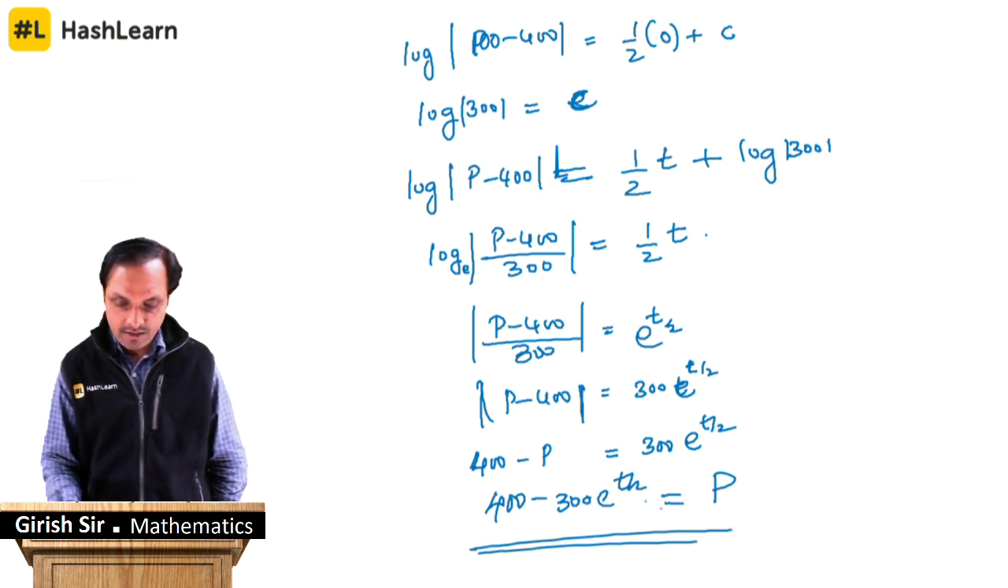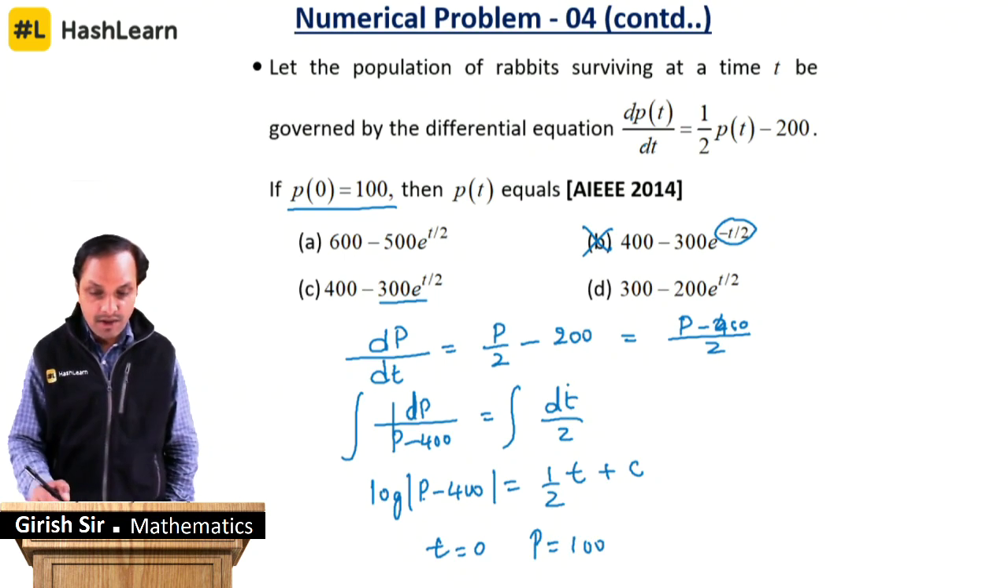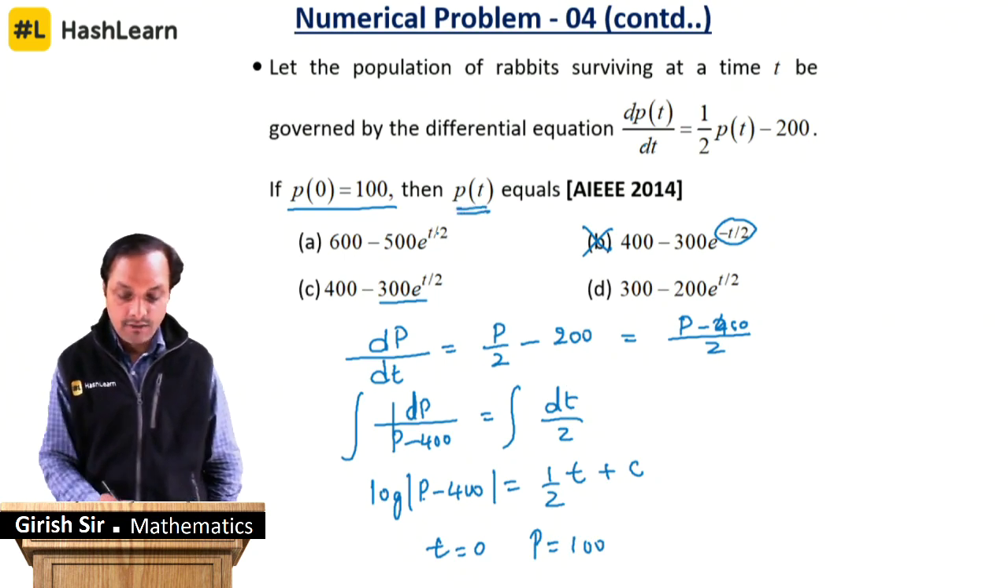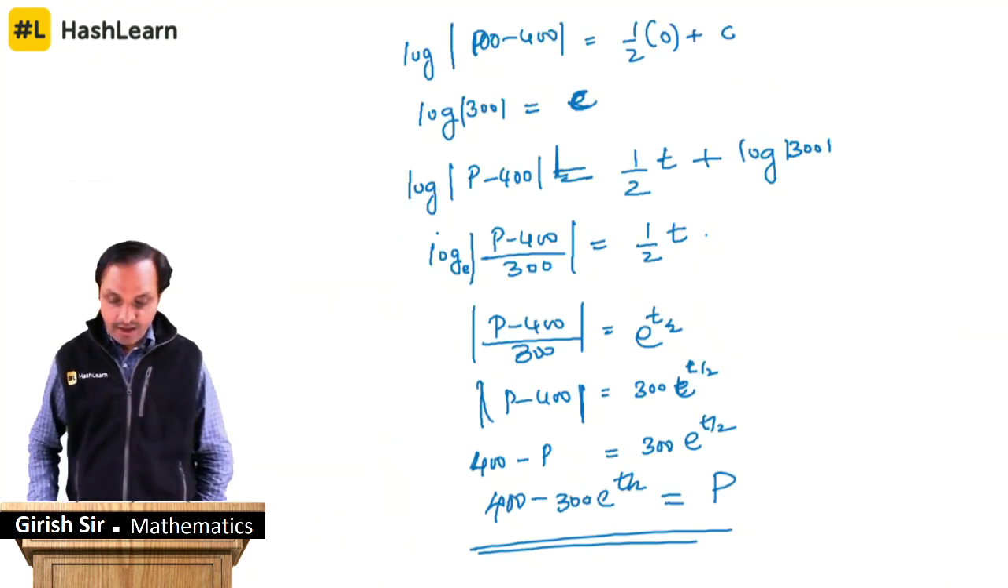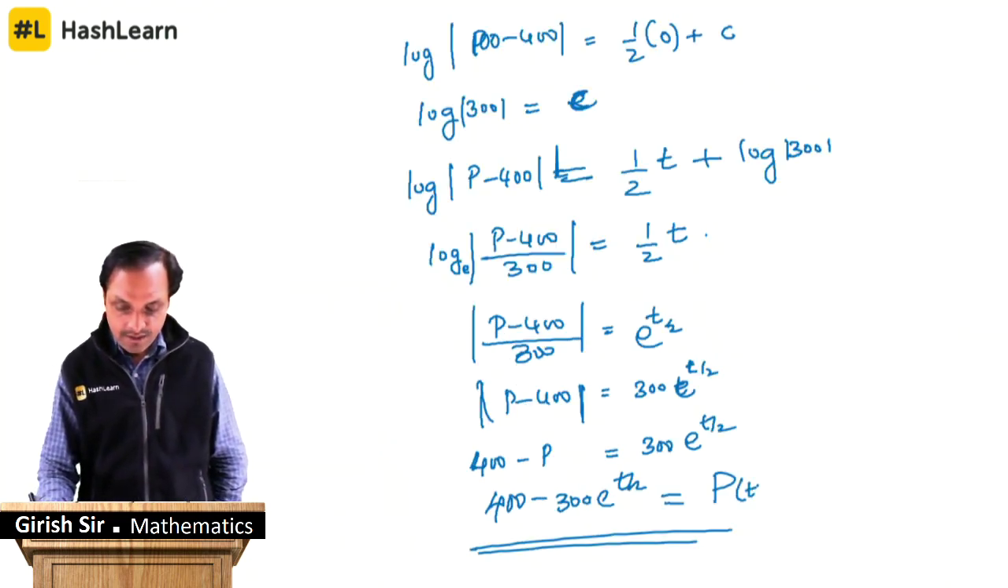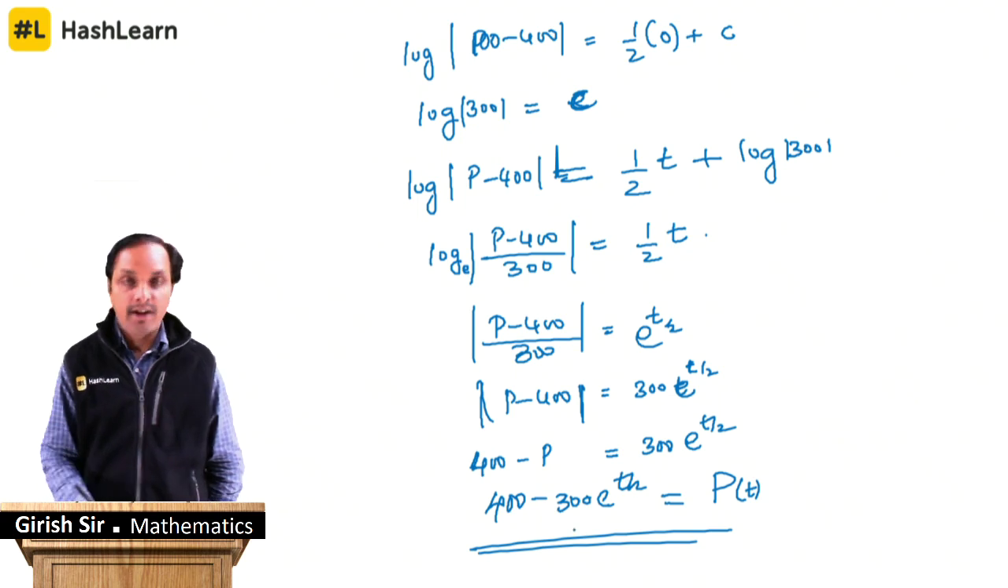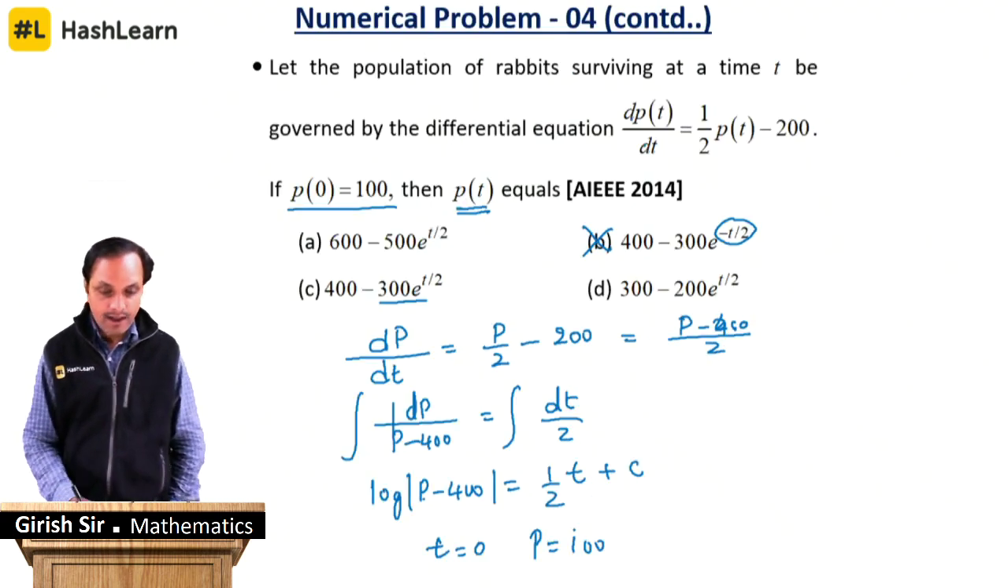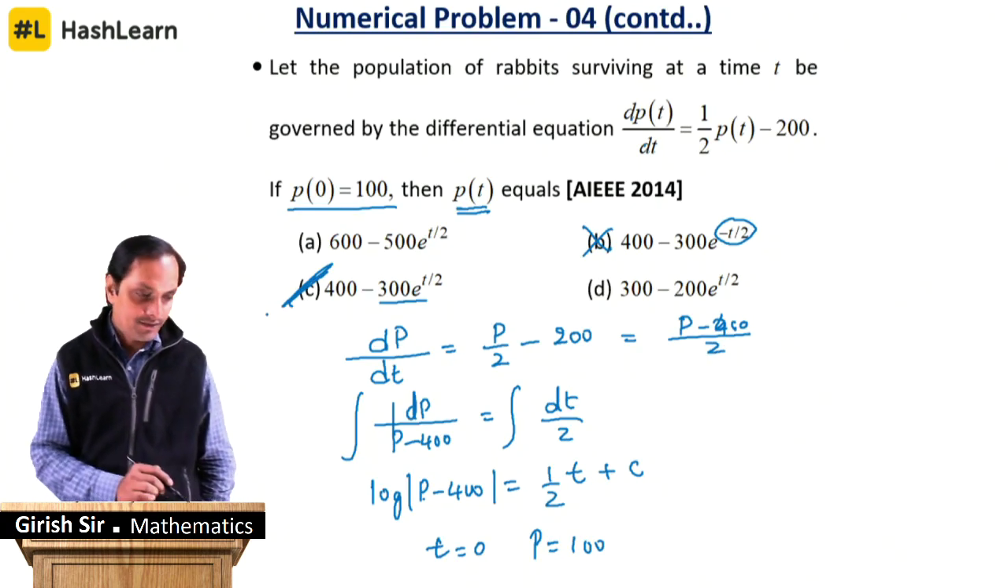the population that we got. This is the population they are asking, when t is t, your population is a function of t, that is e to the power t by 2, which is reflecting here in option C, and that is your answer.